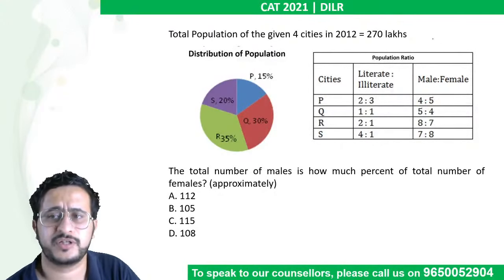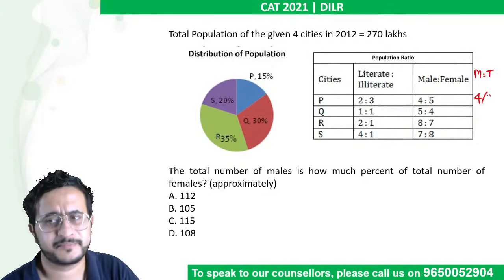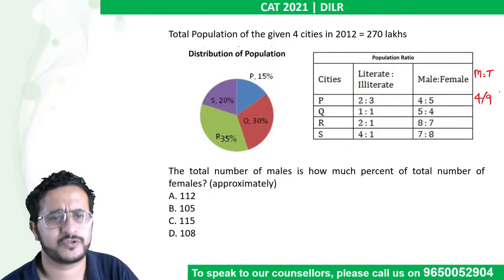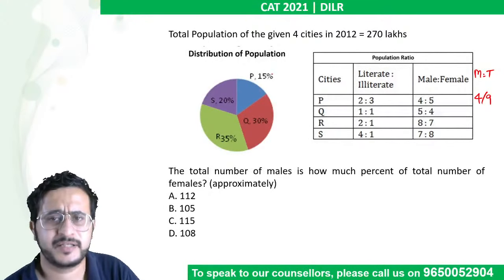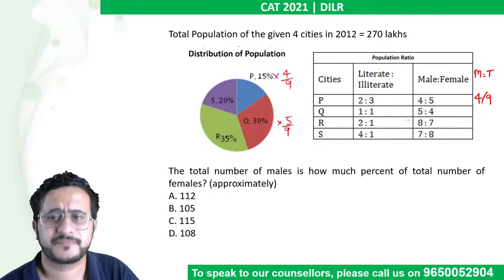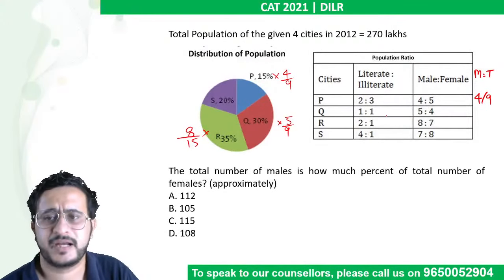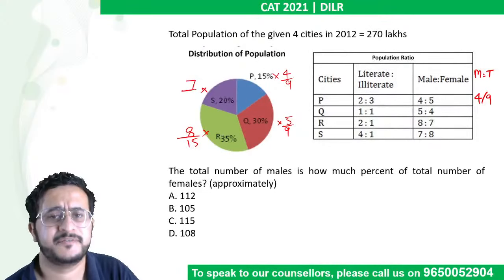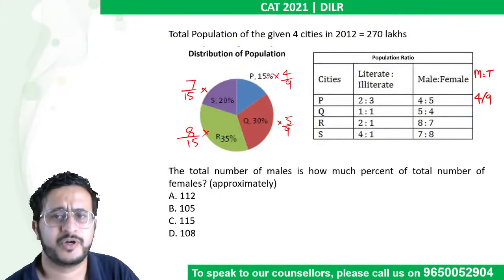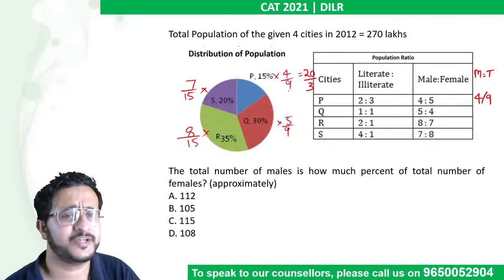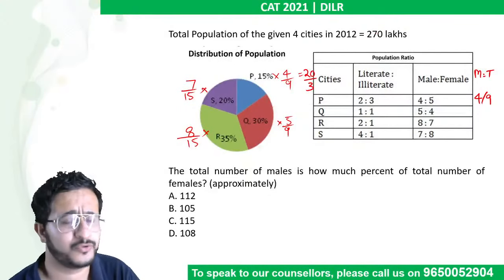So male ratio total will be 4/9, right? 4x, 5x, so total is 9x. So 4/9. So male will be 4/9 of this. Female will be 5/9 of this. Male will be 8/15 of this. And male will be 7/15 of this. So what do you get? 60/9, that is 20/3. 20/3% of what? 20/3% of total 270 lakh.